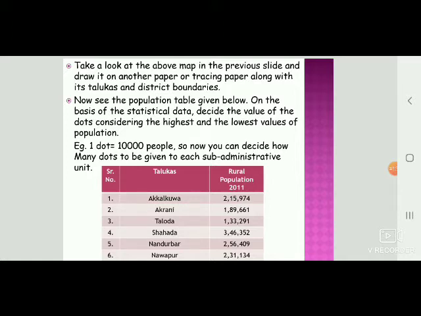Now see the population table given below. On the basis of the statistical data, decide the value of the dots considering the highest and the lowest values of the population. Example, 1 dot is equal to 10,000 people. So now you can decide how many dots to be given to each sub-administrative unit.